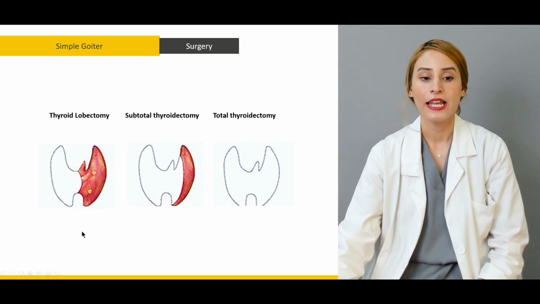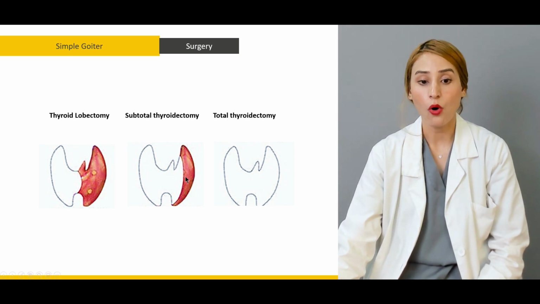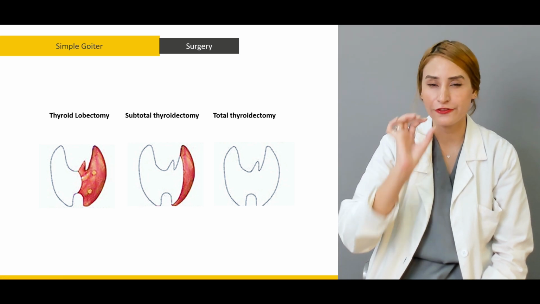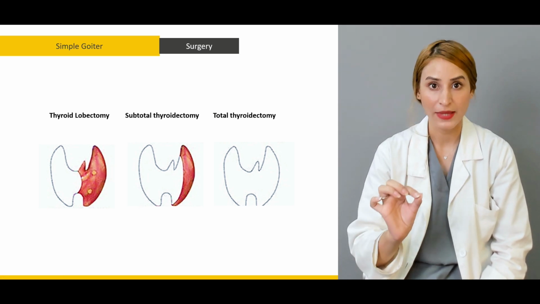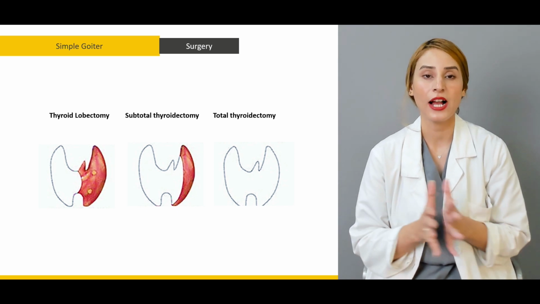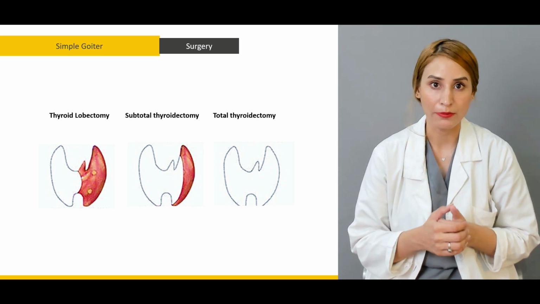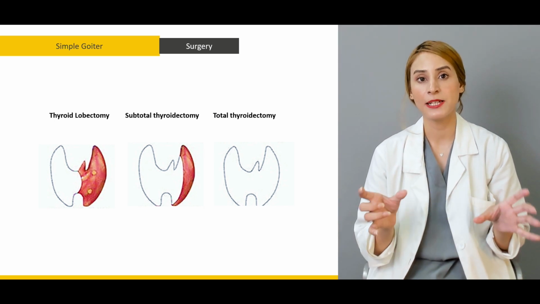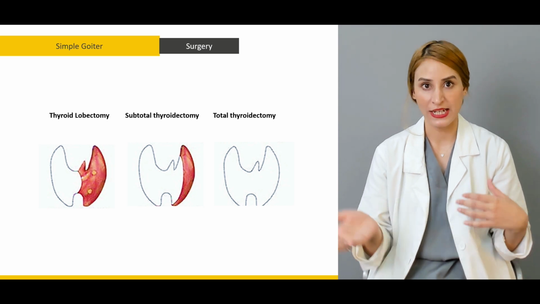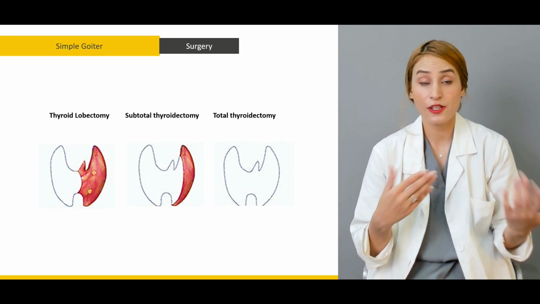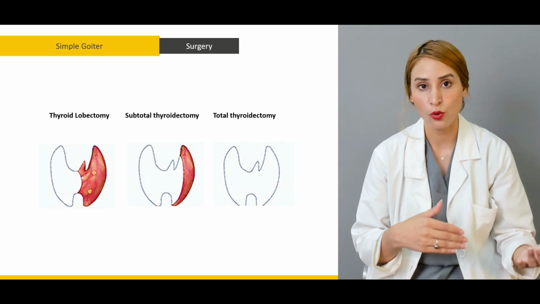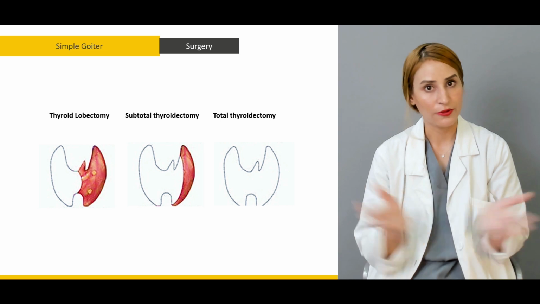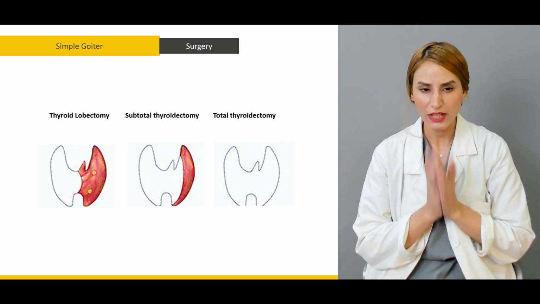In subtotal thyroidectomy, almost all of the gland is removed, and only a remnant of 4 to 8 grams is left. Some books say that you have to leave 8 grams of the thyroid behind, and the rest of the thyroid is taken out. But some say that the limit is between 4 to 8 grams. So it's up to you. You can leave 4, you can leave 6, or you can leave 8 grams of the thyroid, and the rest of the thyroid you have to remove.